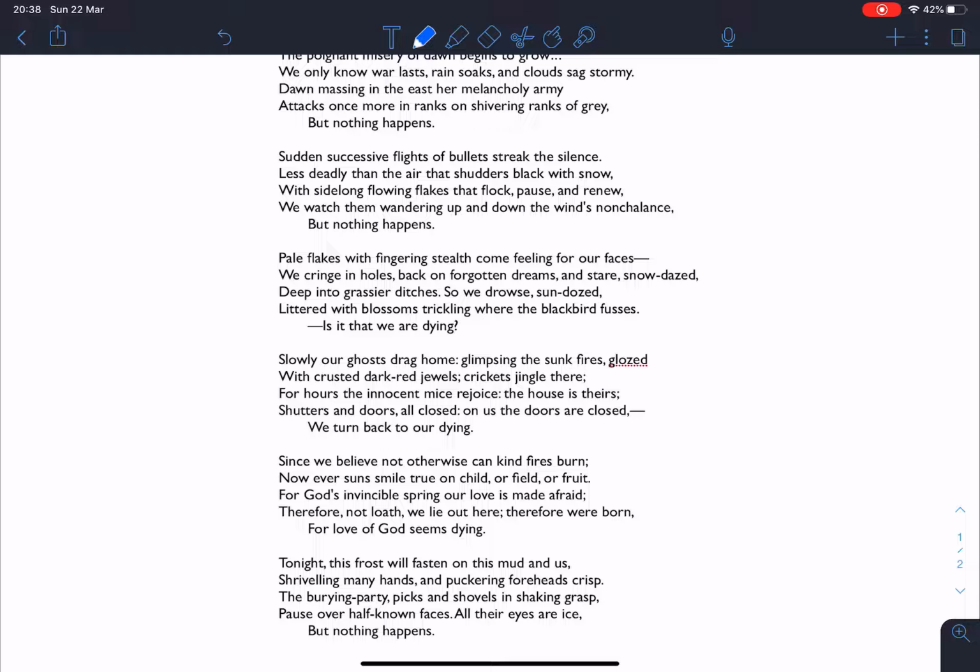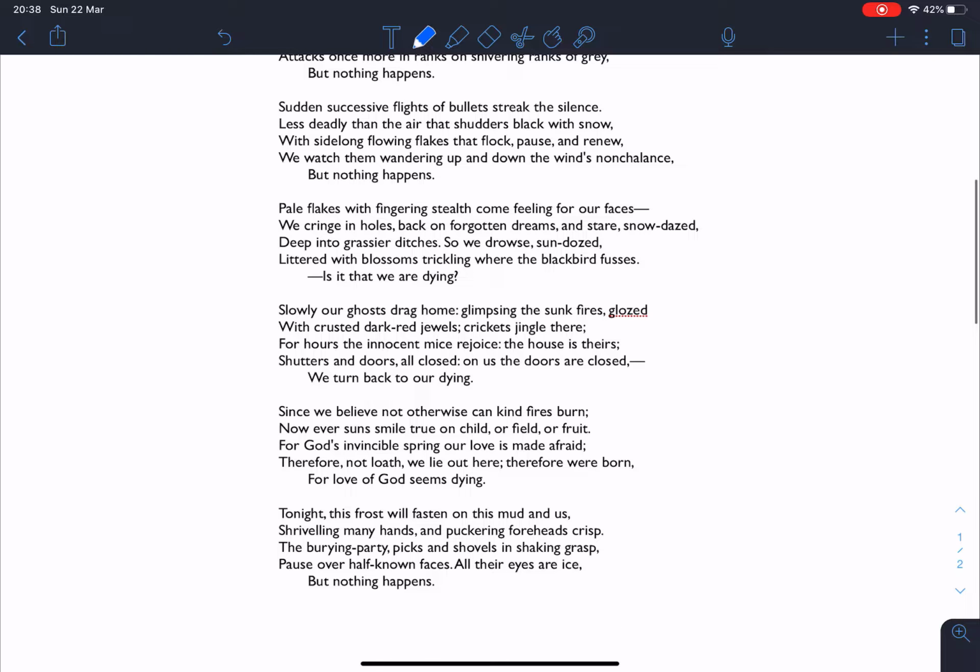Pale flakes with fingering stealth come feeling for our faces. We cringe in holes, back on forgotten dreams, and stare, snow-dazed, deep into grassier ditches. So we drowse, sun-dozed, littered with blossoms trickling where the blackbird fusses. Is it that we are dying? Slowly, our ghosts drag home, glimpsing the sunk fires, glozed with crusted dark red jewels. Crickets jingle there. For hours the innocent mice rejoice, the house is theirs.